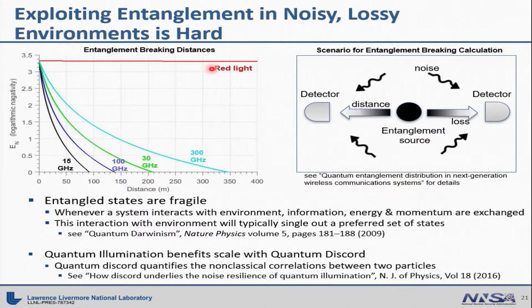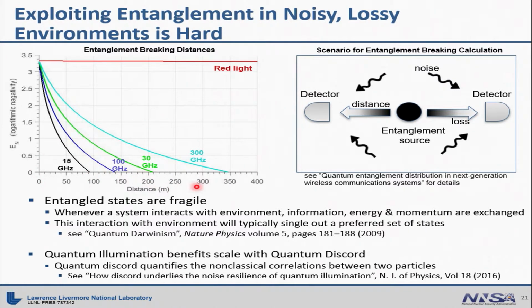If you use red light, though, optical light, it turns out optical light can propagate through these sorts of noisy, lossy environments a lot better. They basically have a much higher amount of energy. The microwave photons are very low energy. They can interact with the atmosphere, and it doesn't take much to screw them up. So it turns out that these entangled states are very fragile, and the entanglement was broken right away.